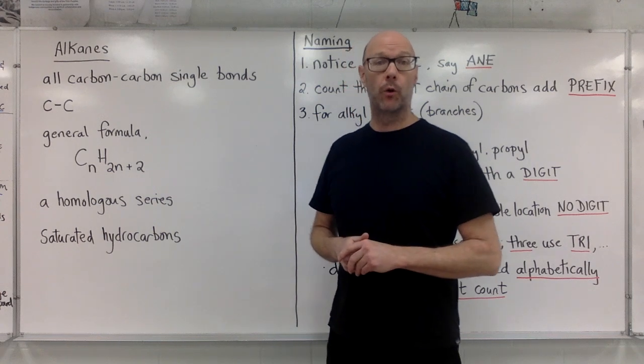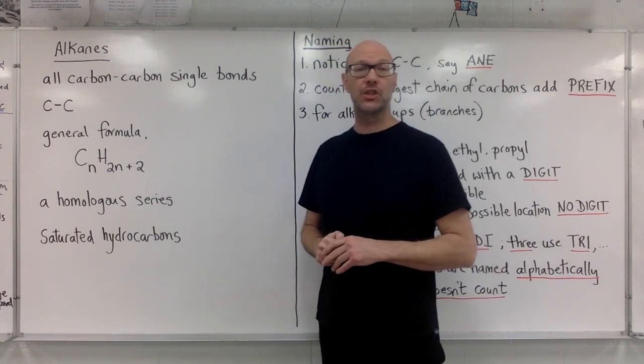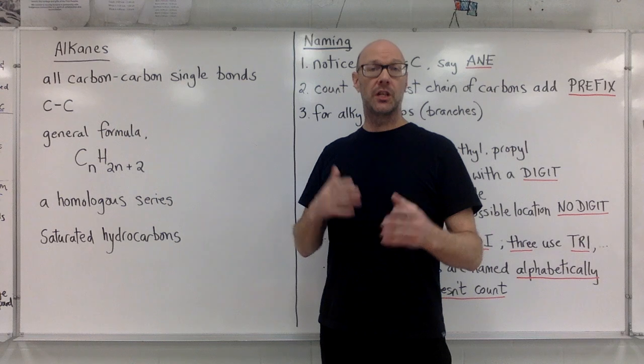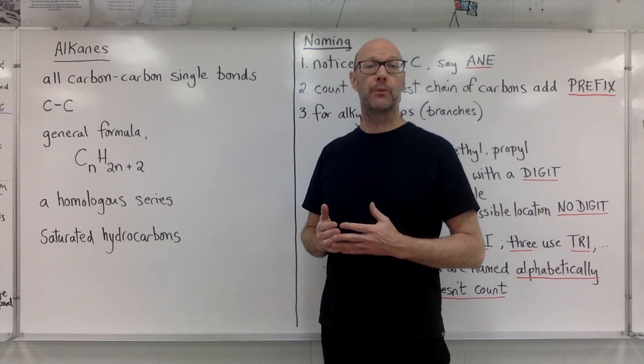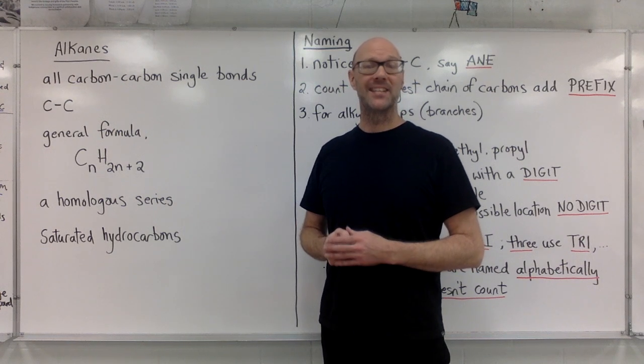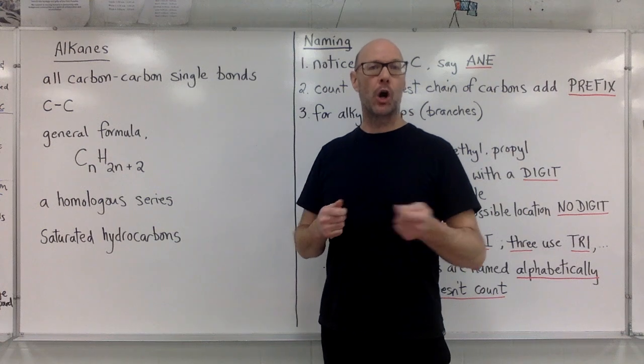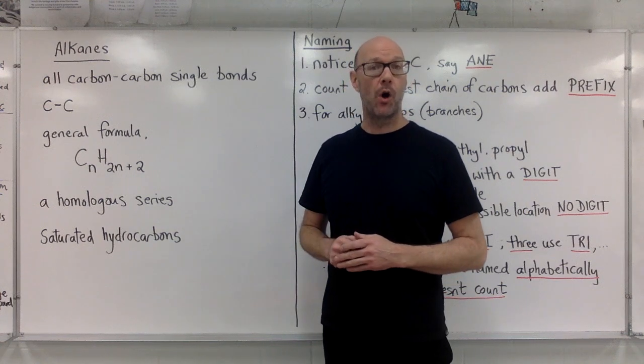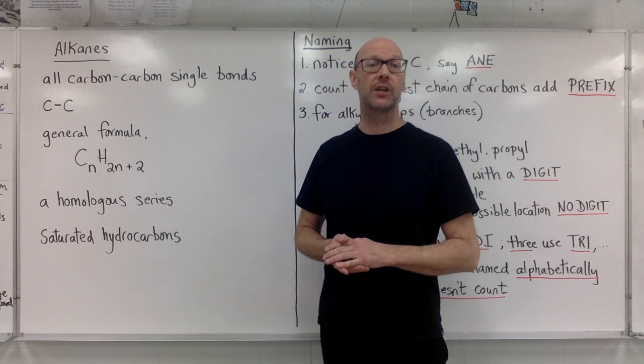They have a general formula, CnH2n+2. That's going to be a shorthand way for us to come up with the chemical formula. Instead of just simply counting up the carbons and the hydrogens, there's a small calculation there that could really save us a lot of time.